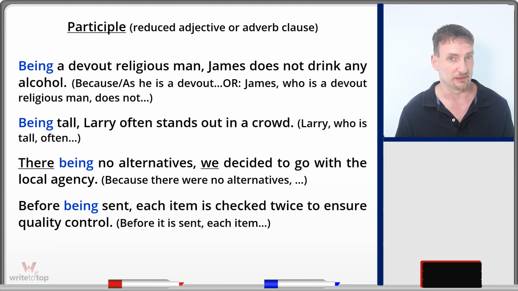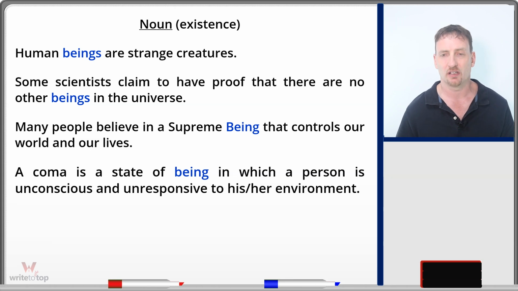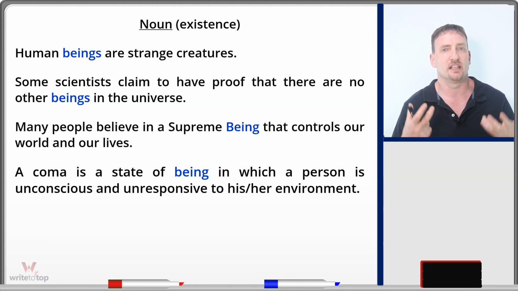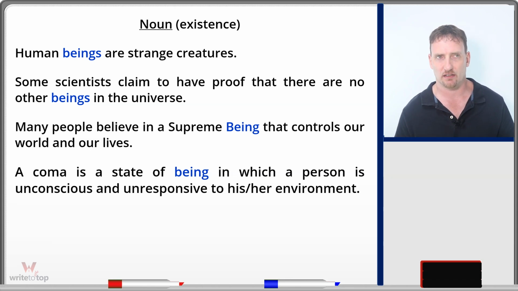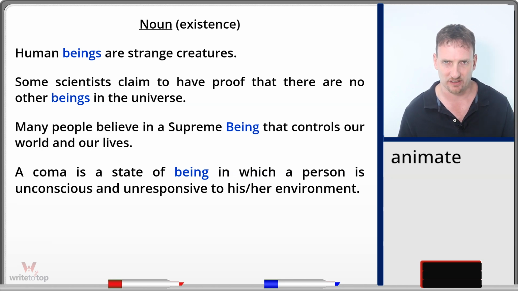So that's participles. Okay, last one, nouns. Now, again, in most cases, I think most people will realize that the beings is being used as a noun, especially when it's used as a plural. For example, human beings are strange creatures. We are. Some scientists claim to have proof that there are no other beings in the universe. So a being is basically an existing living thing, an animate object, a living thing, an animal, a creature, an alien, as the case may be.